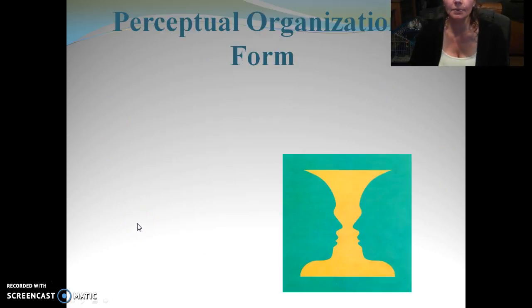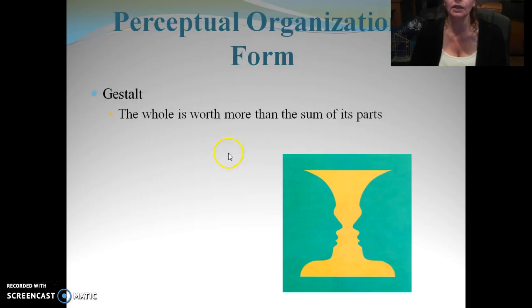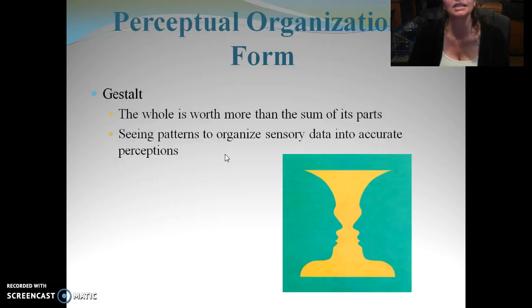And then perceptual organization, number one, starts with form, and Gestalt principles really help us to understand how we create the concept of form mentally. And Gestalt principles are based on the concept that the whole is worth more than the sum of its parts. So we see patterns in sensory data and we create a perception based upon that data.